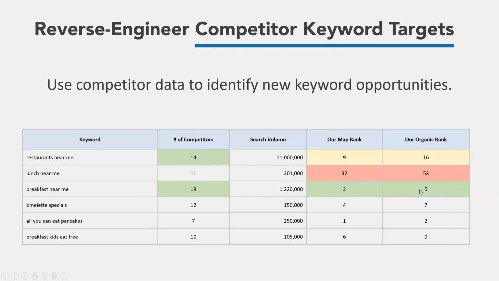We're in the green, we're in the top 3, that's great, but we're not at the top spot just yet. Lunch near me had 11 competitors receiving traffic from that search term, and our current average rank was 32, and our organic rank was 53. So this is a huge opportunity for a brand to say, hey, do we even have a lunch page?